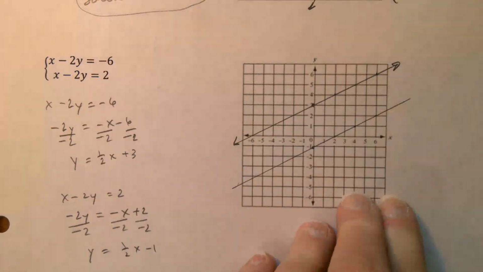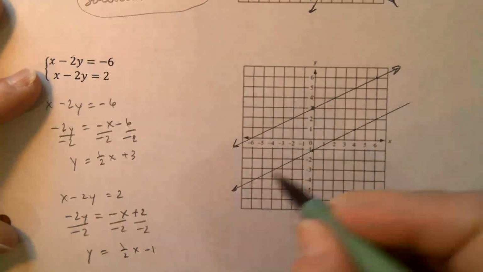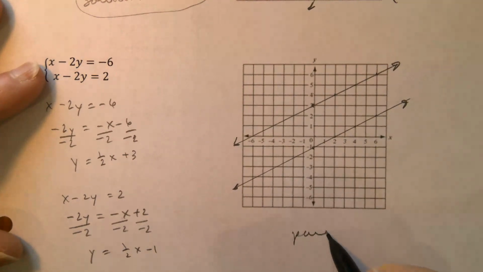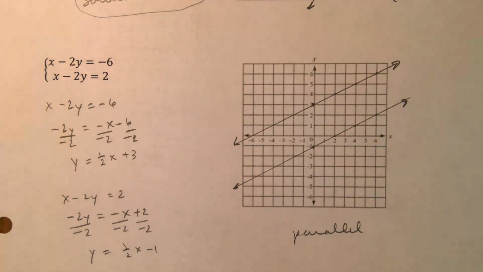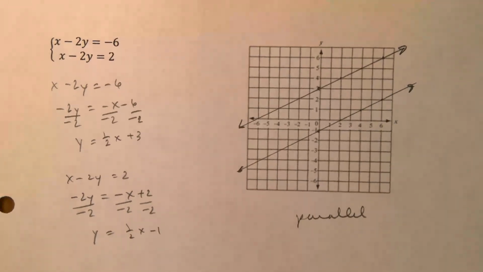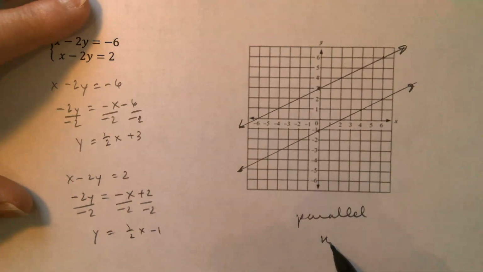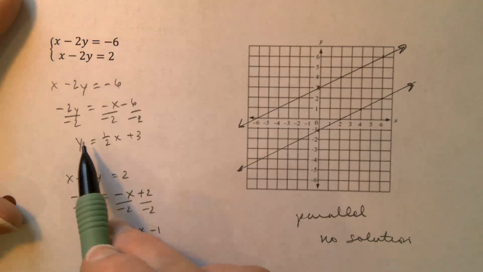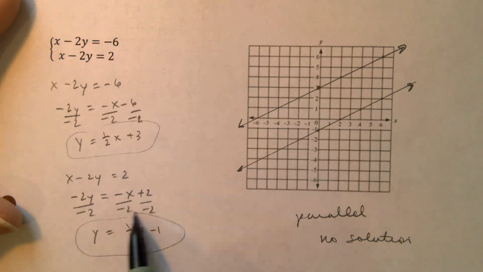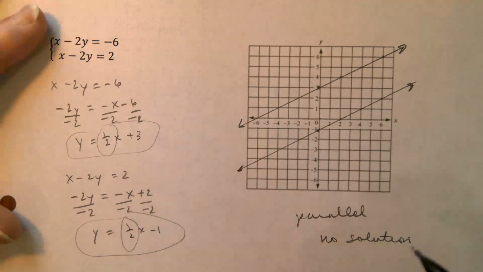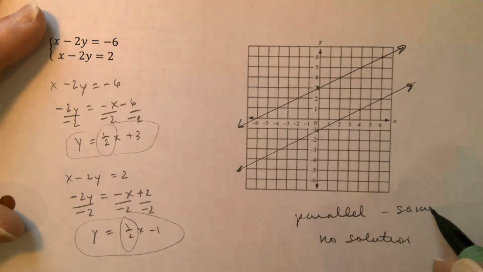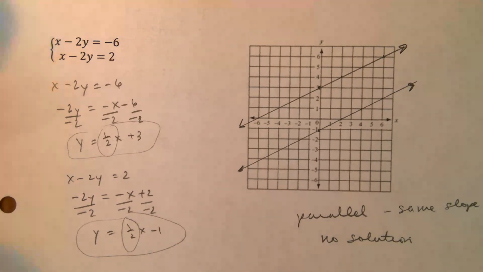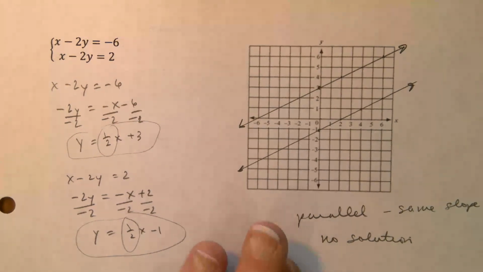And if we look at it, they're parallel. Okay? And if they're parallel, they're never going to cross. So if they're parallel, there's no solution because there is no point that they both share. Another way that I could tell that they are parallel is if I look at my equations that are in slope-intercept form, notice that they have the same slope. Okay, so two lines that have the same slope are going to be parallel, which means there's no solution. There is no point that makes both equations true.